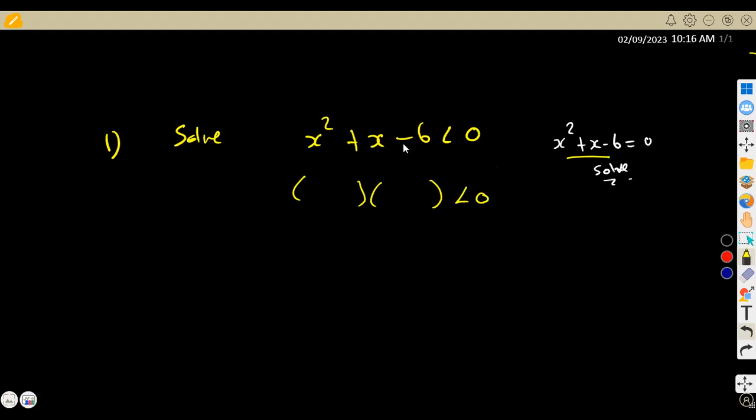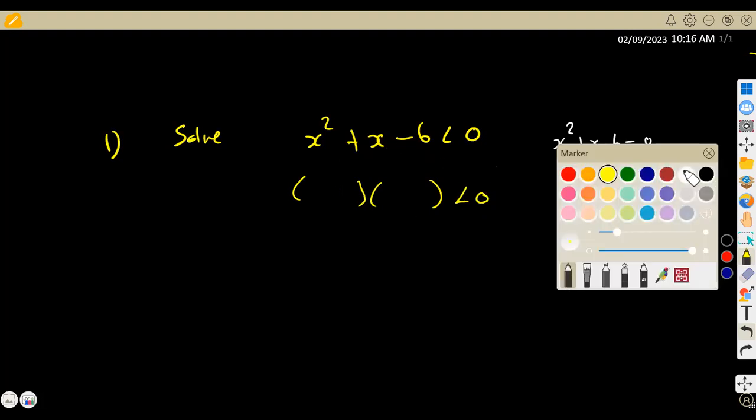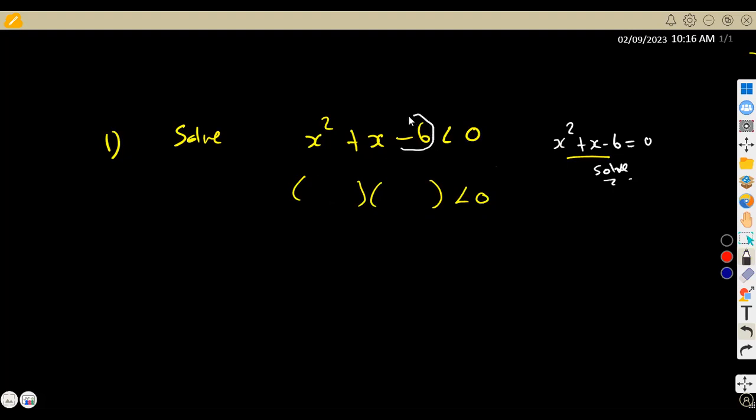Knowing that we can factorize here, do we have factors? Let's see. Focusing on -6, do we have factors of -6 that when we add, we obtain a positive one? Remember from your factorization in mathematics for O-level. So we have got 3 and -2. If we multiply these two, we obtain -6. If we add, that's a positive one. So these are the factors. We are going to have x plus 3 here, x minus 2 here.